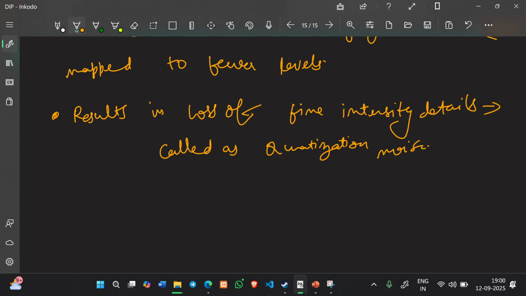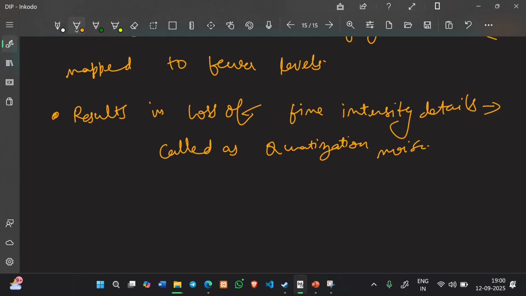So let's move further. The importance of all these things in DIP: choosing proper sampling and quantization is crucial for avoiding distortion, preserving important image details, and optimizing storage versus quality. So let's do a quick takeaway from today's video.